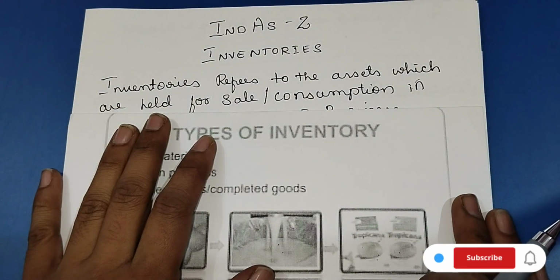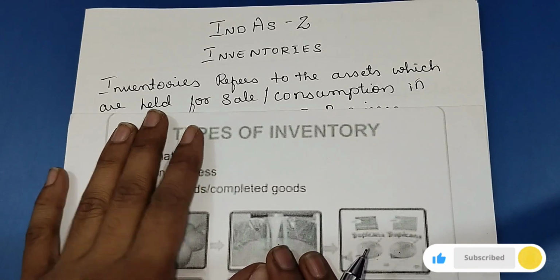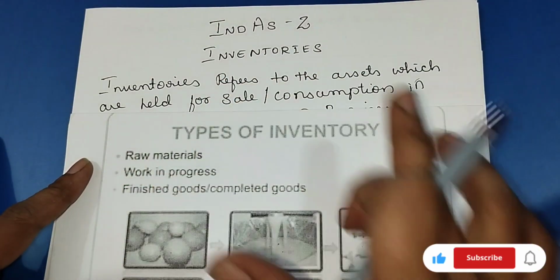Let us discuss today Ind AS 2. So Ind AS 2 represents the inventories.